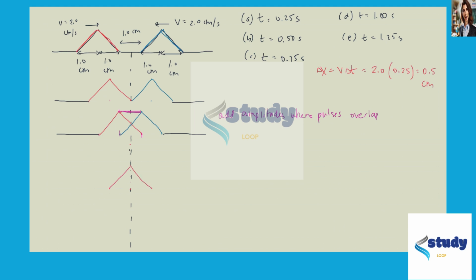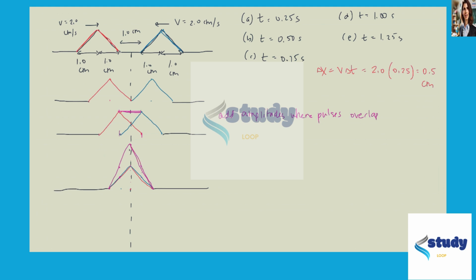But then my blue one has also advanced to the left by 2 blocks. And so everywhere along my rope, I now have to add those amplitudes. So 0 and 0 is 0. 2 blocks and 2 blocks makes 4 blocks. 4 blocks and 4 blocks makes 8 blocks. 2 and 2 makes 1, 2, 3, 4. There we go. And then 0 and 0 makes 0. So we're going to have this really sharp peak here in the middle where my pulses overlap.